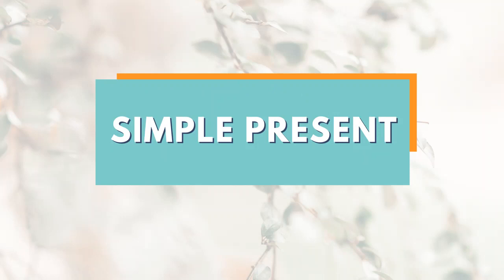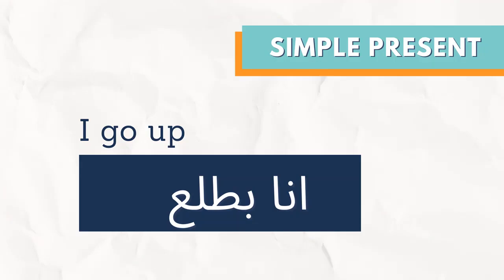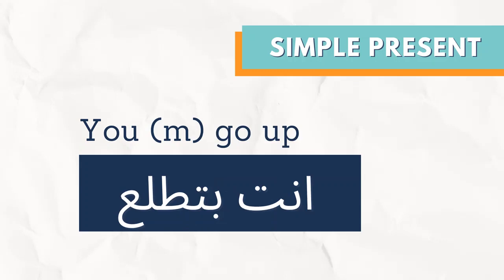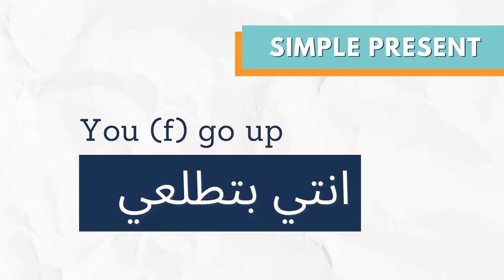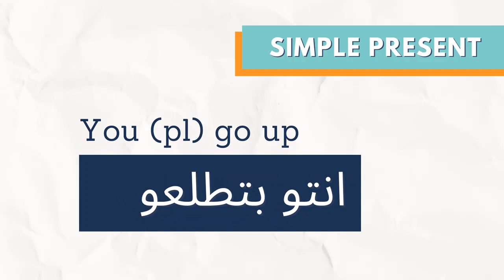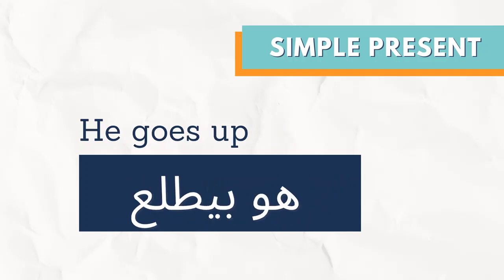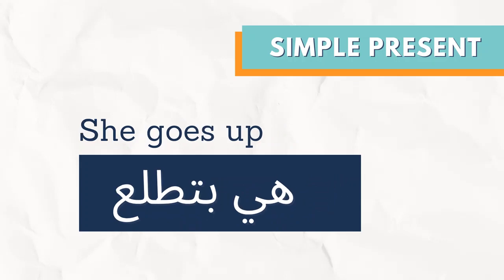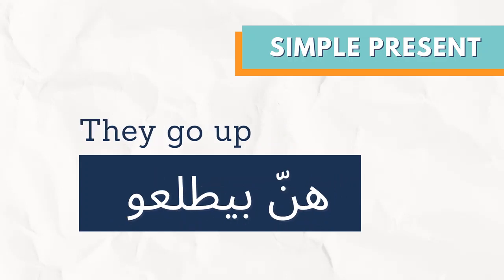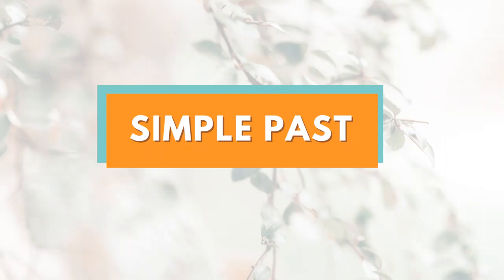How do we conjugate the verb in the simple present? أنا بطلع. أنت بتطلع. أنتي بتطلعي. أنتو بتطلعوا. نحن منطلع. هو بيطلع. هي بتطلع. هنن بيطلعوا. Let's see how we conjugate the verb in the simple past.